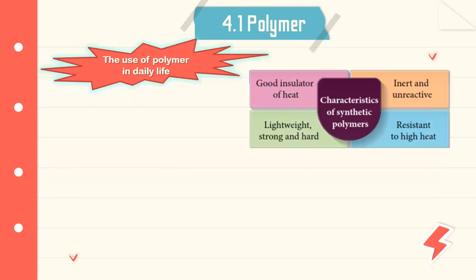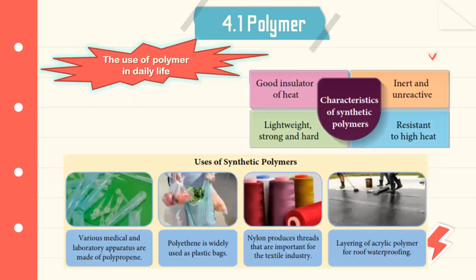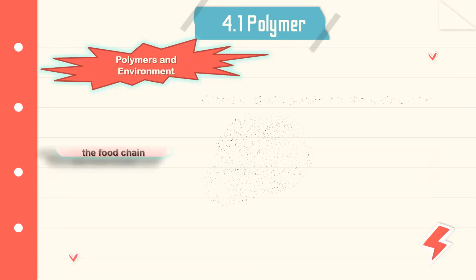Where do I use polymer in my daily life? I just told you: medical, even our lab apparatus, plastic bags, nylon, your threads, acrylic polymer for waterproof roof. So these are some examples of polymers.